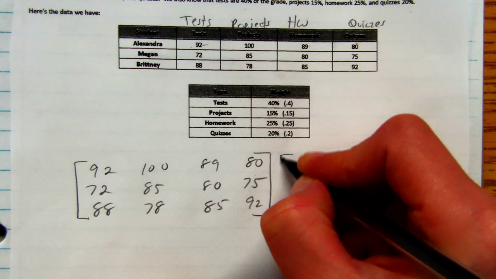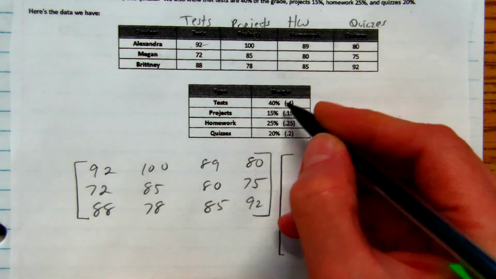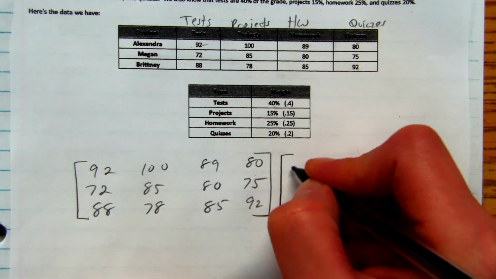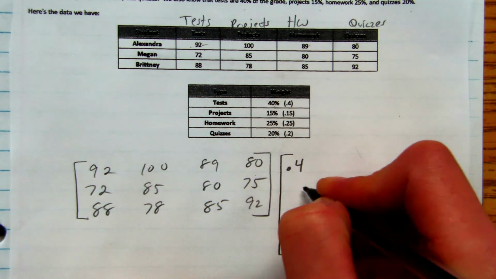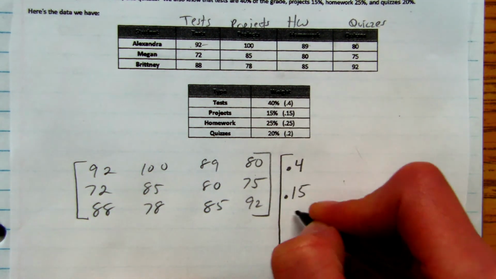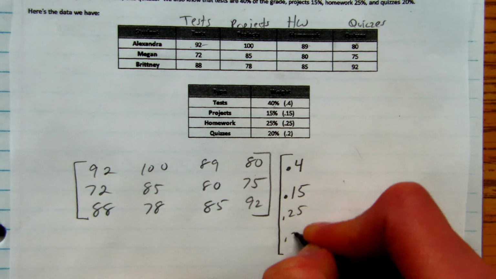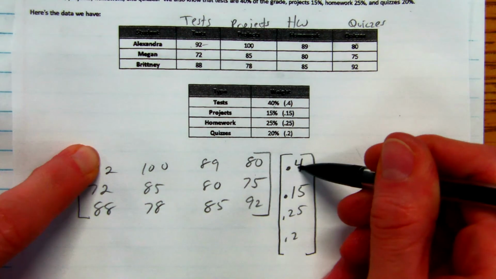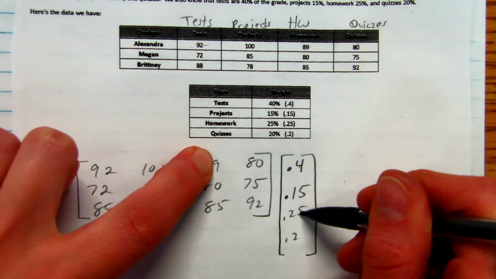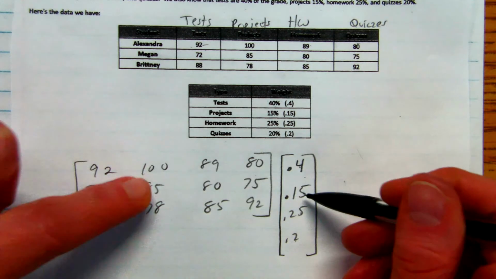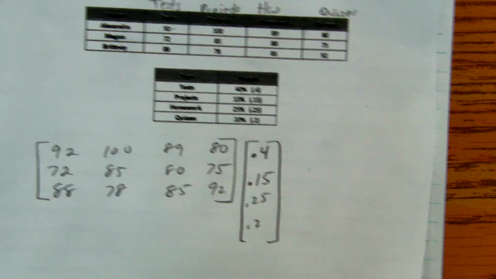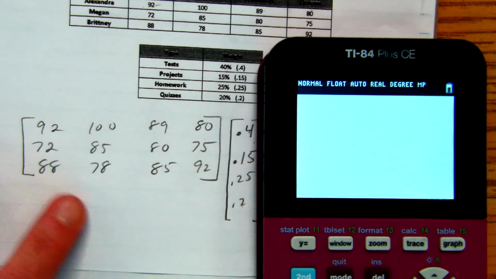And then what we're going to do is multiply it by the weights. They've already converted the percentages to decimals for us, which is kind of nice: 0.4, 0.15, 0.25, and 0.2. So they made sure that when these lined up, it went tests, projects, homework, quizzes. Tests, projects, homeworks, quizzes, because we've talked about that's how you multiply matrices. We are going to do this on the calculator.